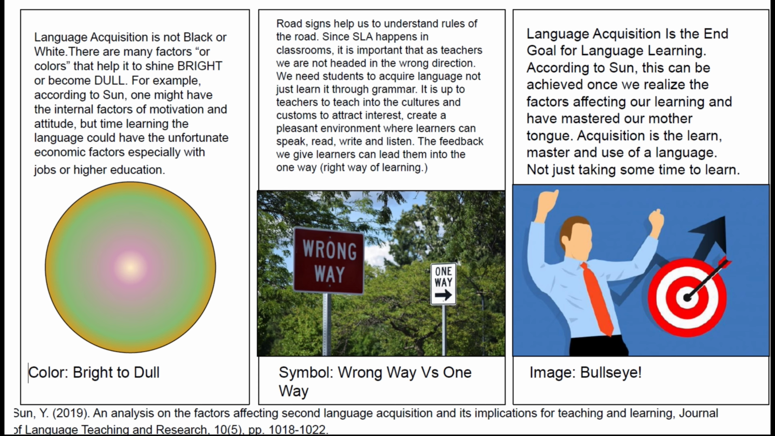And look, my symbol here was the wrong way and one-way road signs because we're the ones steering kids towards acquiring the language. That's our job. They're not just memorizing grammar. And then finally, I chose the bullseye for my image because acquisition is the goal. It is the target for what we do as teachers.